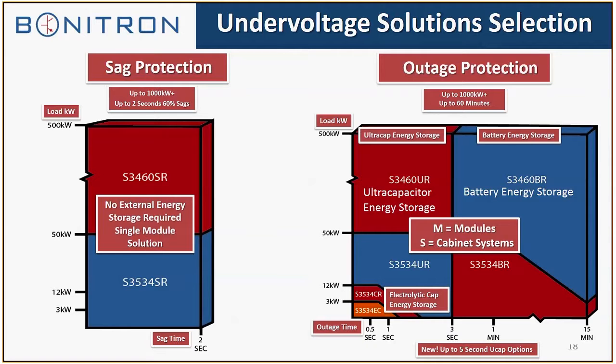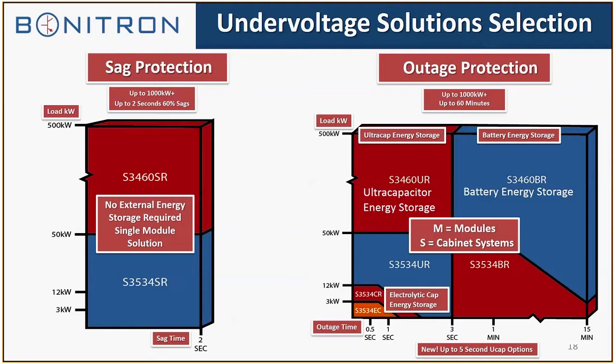Now, how do we choose the actual units? How do we rate the units? This chart here is going to tell you pretty much which model number to look for, or which UPD system number to look for. On the left is the sag protection ride-throughs, the M3460 Rs or the M3534Rs. The numbers I have up there are the systems, the S3460 SR. If it's got an S in front of it, it's going to be a full cabinet system. If it's got an M in front of it, it's just the voltage regulator booster module.